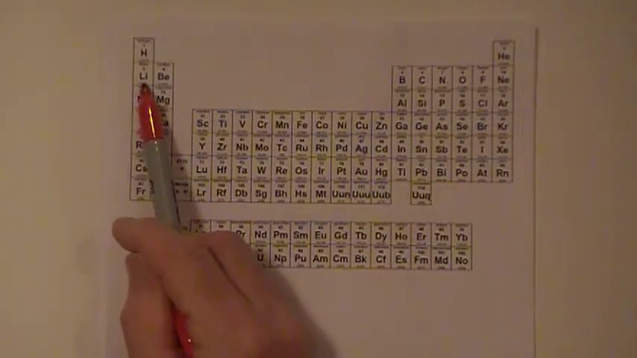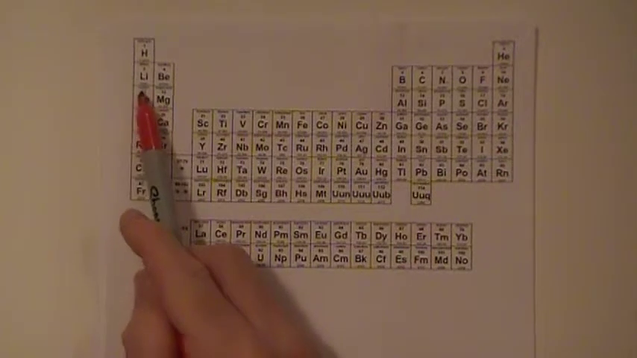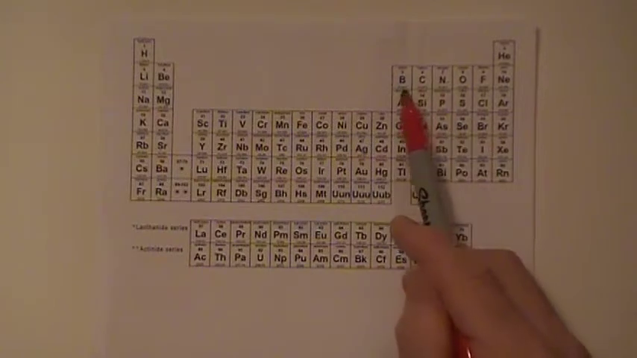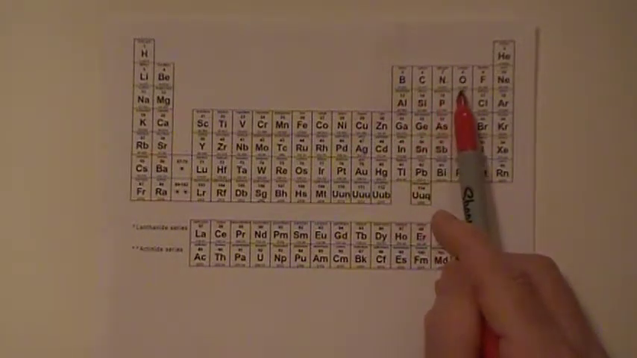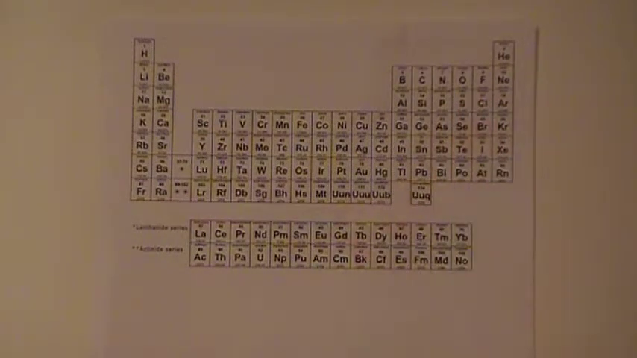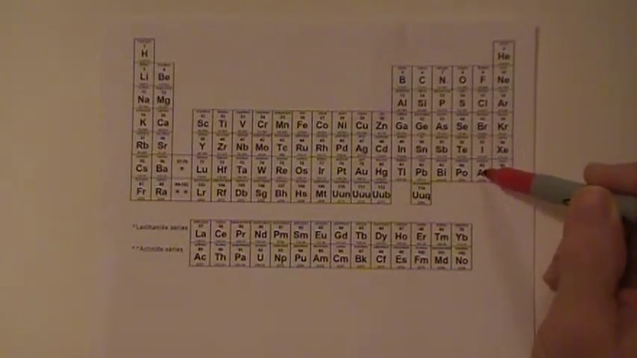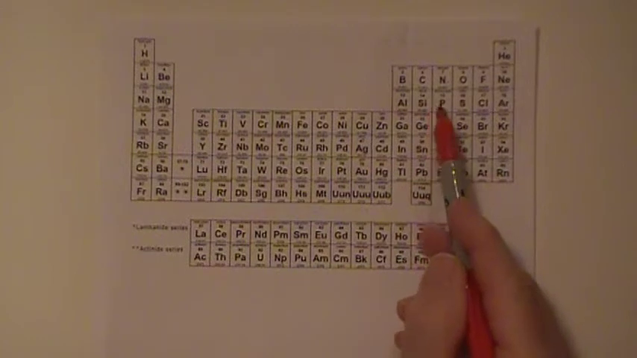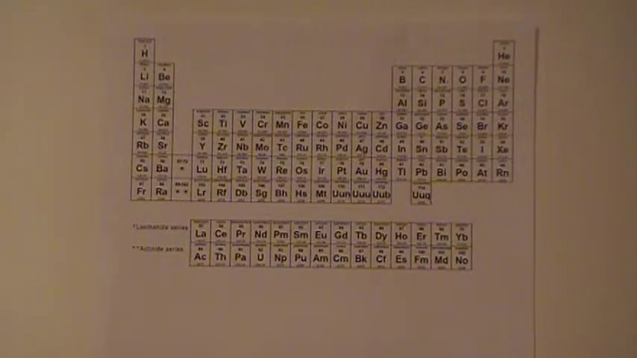Lithium has 3. Lithium has 1 more electron than the previous noble gas, so it has a valence of 1. Beryllium has a valence of 2. Boron, 3. Carbon has a valence of 4. Nitrogen, 5. Oxygen, 6. And fluorine, 7. Now, all of the elements in this period have a valence of 7. All of them in this period have a valence of 6. Phosphorus, just as nitrogen, has a valence of 5, and so forth.